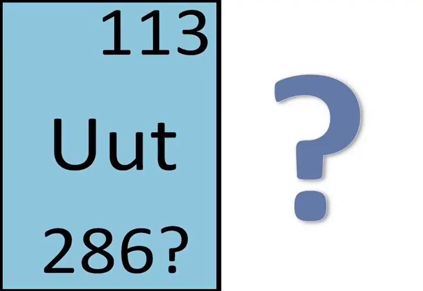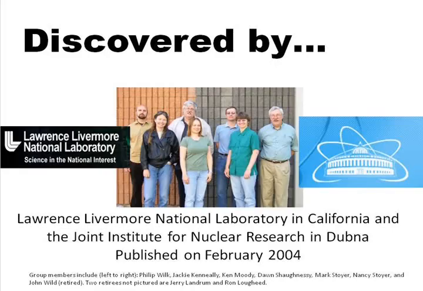Element 113 was jointly discovered in Lawrence Livermore National Laboratory in California and the Joint Institute for Nuclear Research in Dubna. Their discovery was published in 2004. They created element 115, which decayed into 113. Six isotopes have been found. All are unstable and decay within 20 seconds.